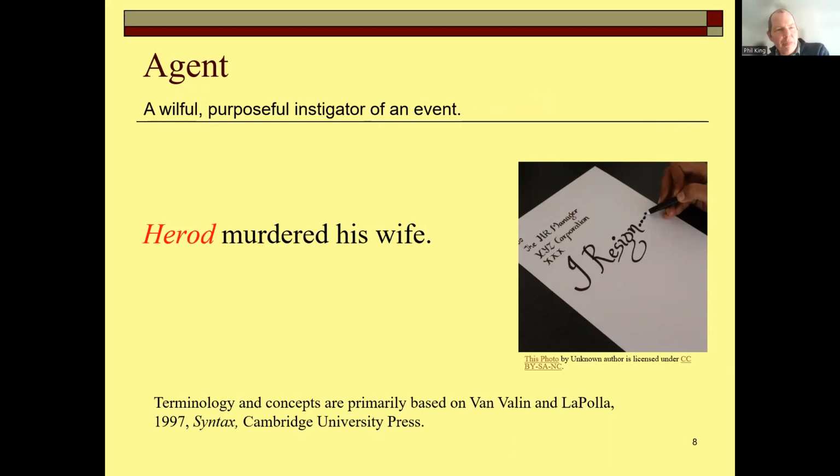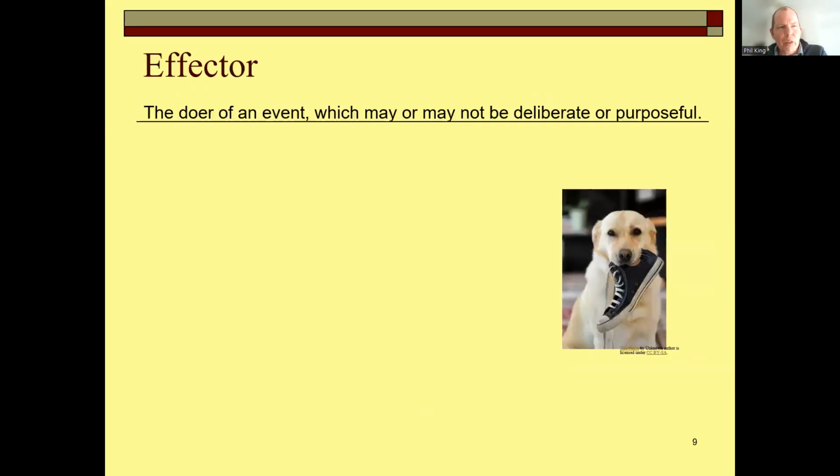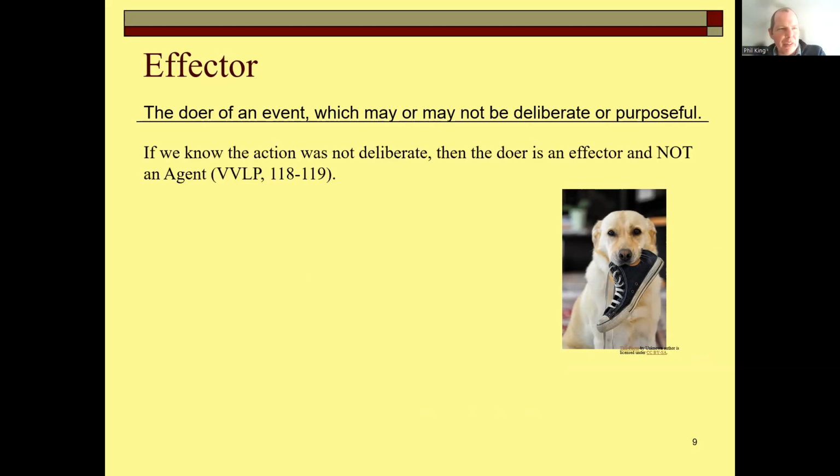For example, if we say Herod murdered his wife, then Herod is being conceptualized as an agent doing something deliberate. Or if we say the president resigned, again, this is not something you can do accidentally. It is a deliberate instigator of an event. A more general term for somebody who does something is an effector. Here it says the effector is a doer of an event which may or may not be deliberate or purposeful.